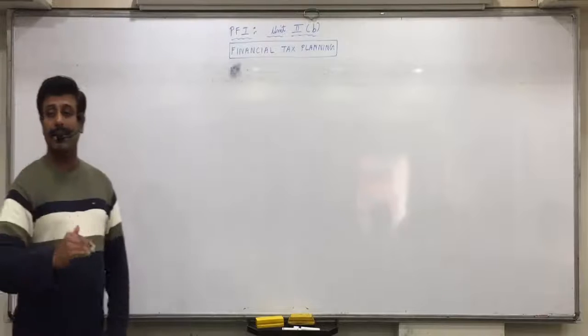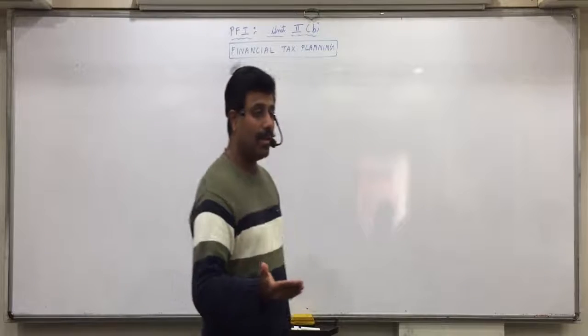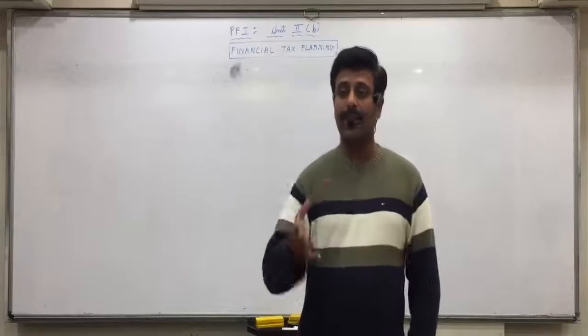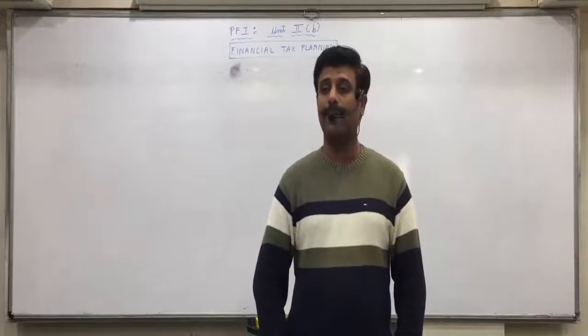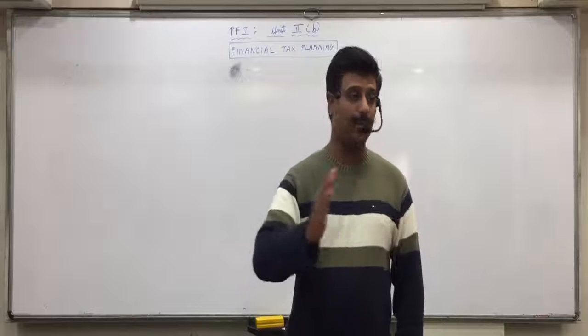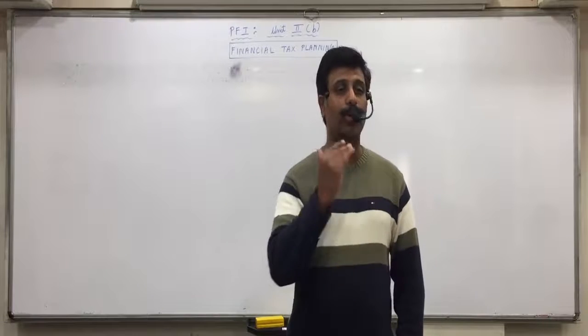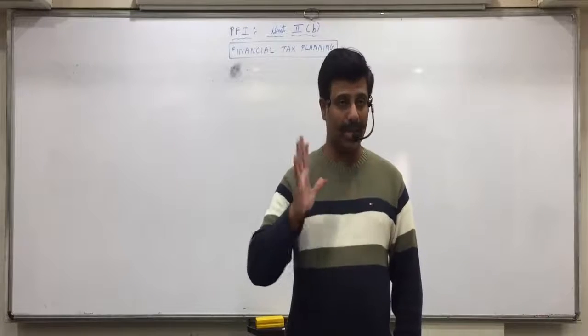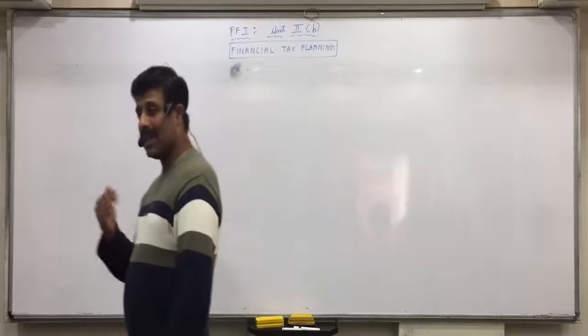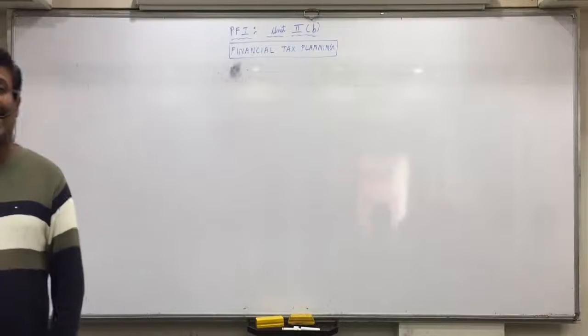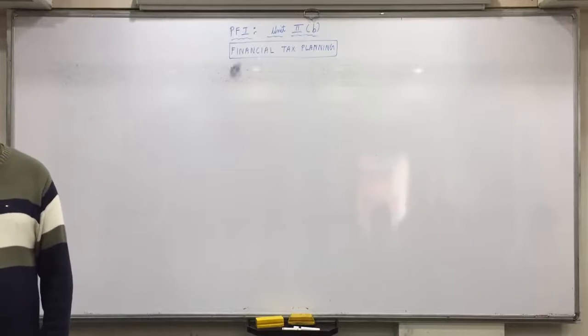Now senior citizens, 60 to 80 years of age: instead of 2,50,000, remember 3 lakhs. 3 lakhs, 5 lakhs, 10 lakhs. Up to 3 lakhs, no tax. 3 lakhs to 5 lakhs, 10%. 5 lakhs to 10 lakhs, 20%. Above 10 lakhs, 30%. Did you understand this?